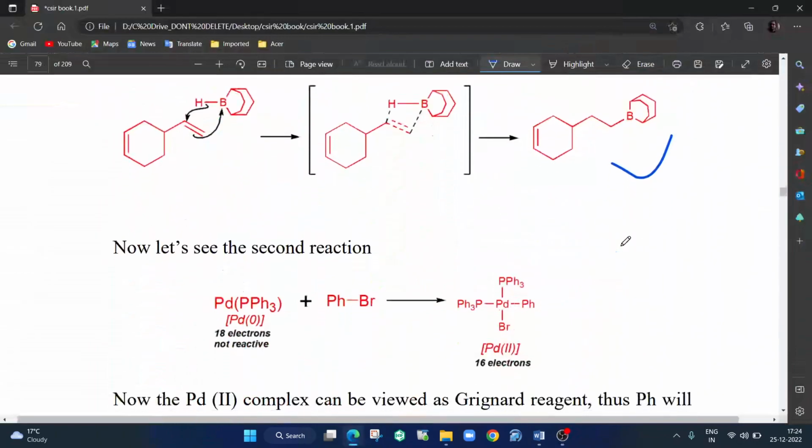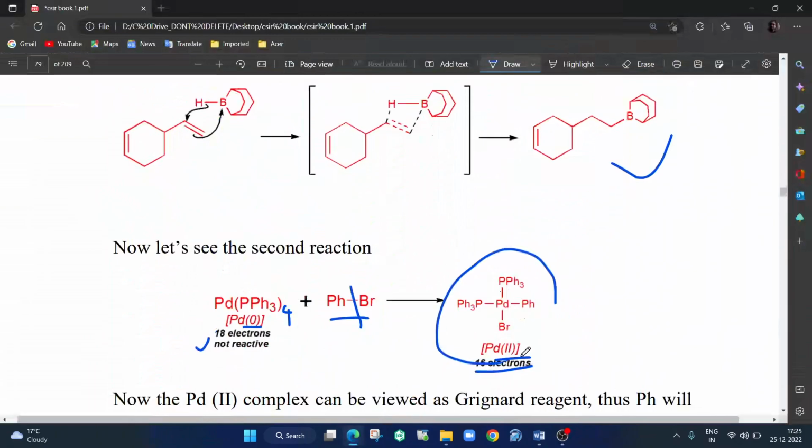Now second step, what happens? You are adding Pd(PPh3)4, sorry, I'm so sorry, Pd(PPh3)4, and then you are adding PhBr. So when you have Pd(PPh3)4, this is 18 electrons, so it is not reactive. So it is Pd(0), and it undergoes oxidative addition reaction and it becomes Pd(0) with 16 electrons. It is much more reactive now. So basically two ligands are lost, 2 PPh3 are lost, and PhBr breaks up and gets added.